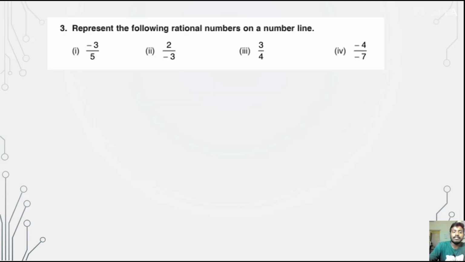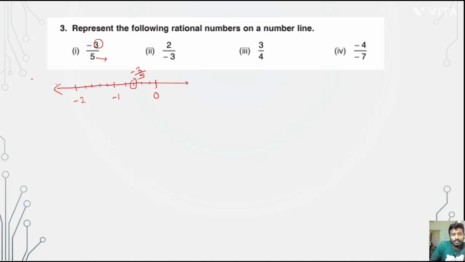Okay, similarly minus 3 by 5. First we draw a number line. This is 0, here the denominator is 5, so write down 1, 2, 3, 4, 5. This is minus 1. Again 1, 2, 3, 4, 5, minus 2. Now count the numerator 3: 1 number, 2 number, 3. So the answer will be minus 3 by 5.